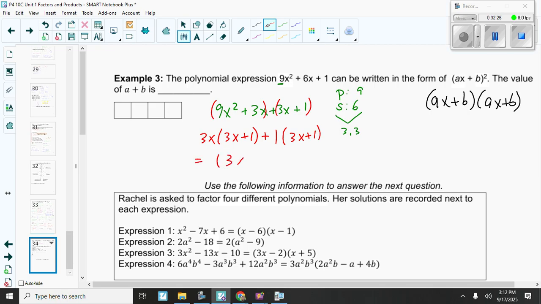Now you can see that our factors are exactly the same, just as we hoped they would be. So then we look at our form, and we notice that a must equal 3 and b must equal 1. This is my a, and this is my b. It wants us to find the value of a plus b, so 3 plus 1. So our numeric response will be 4 to that one.